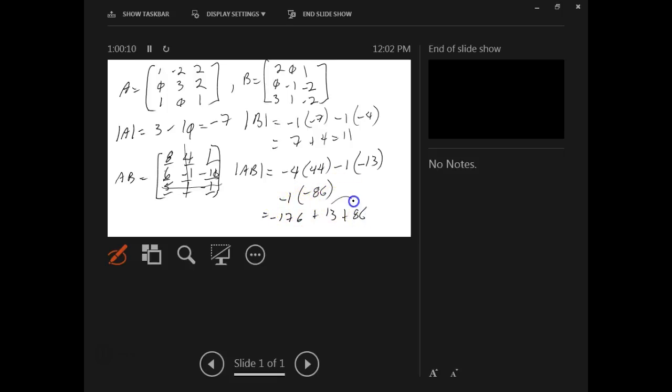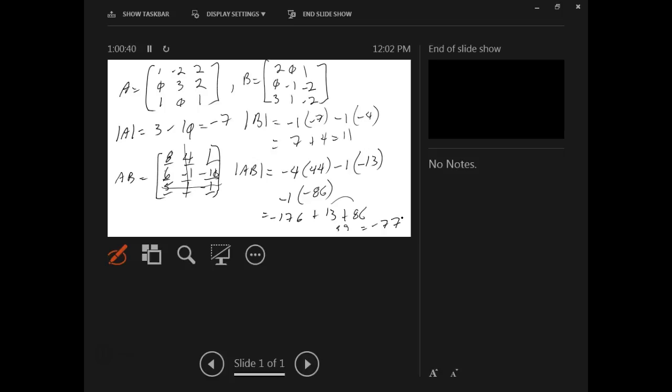Well, 13 and 86 is 99, isn't it? And minus 176 is what? Negative 77, exactly. Negative 77. Okay, so that's the determinant of the product.